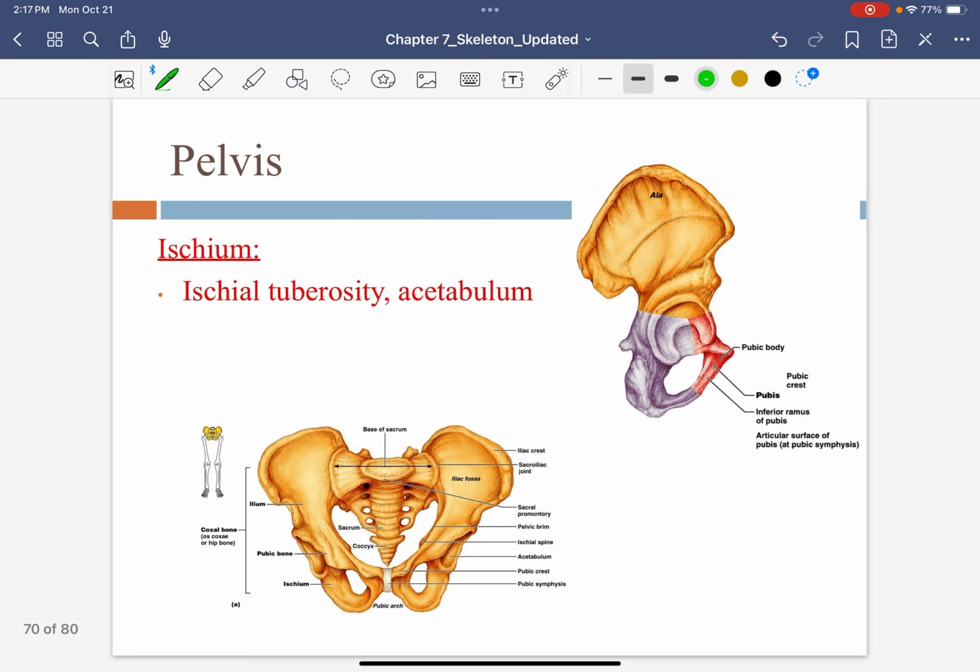Please review the ischial tuberosity is the protrusion that we sit on. The acetabulum is the socket. Please make sure you review that the acetabulum socket here is deep. So the hip has a deep socket, which is good for support, but less motion.